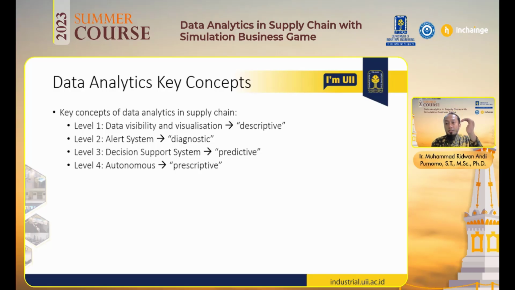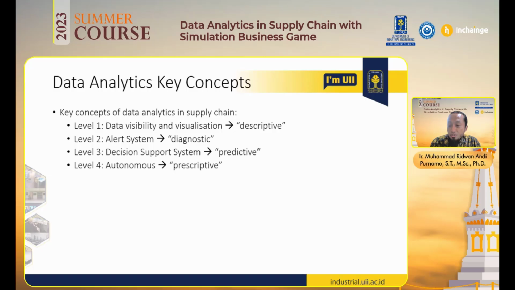And at the highest level, after the system can produce that result, this result can be used to align the decision that was already made by the decision maker. Sometimes after the decision maker makes a decision, if the decision is incorrect, then at the highest level the data analytics system can revise, can align the decision based on the condition that was predicted before. This is the highest level, autonomous, which can align decisions because of changes in the condition. It's called prescriptive.